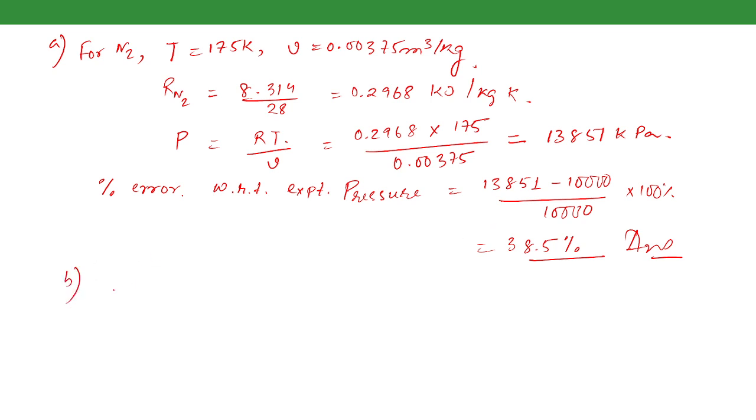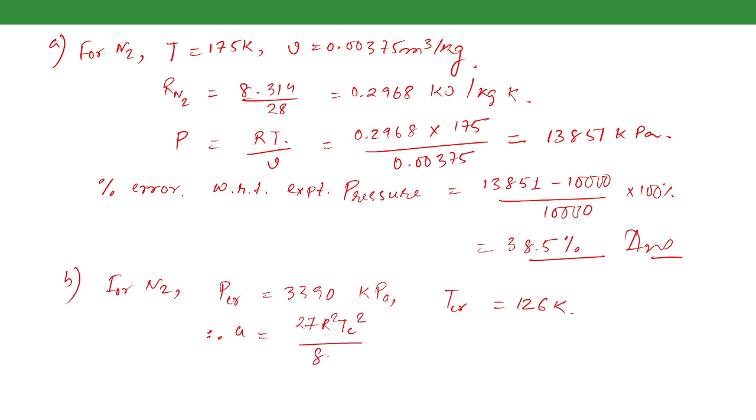Now using the generalized compressibility chart. For nitrogen, the critical pressure is 3390 kPa and the critical temperature is 126 Kelvin. Therefore, A is 27 R square Tc square by 64 Pc.